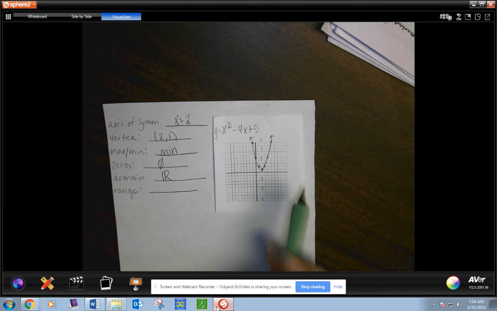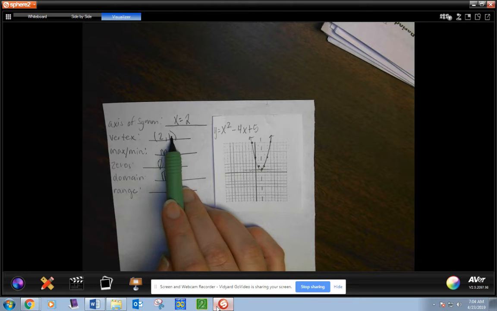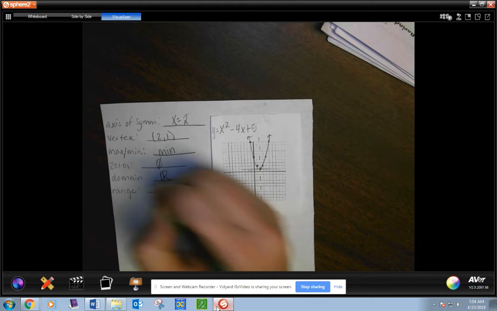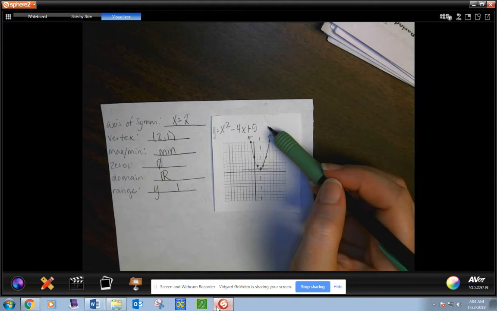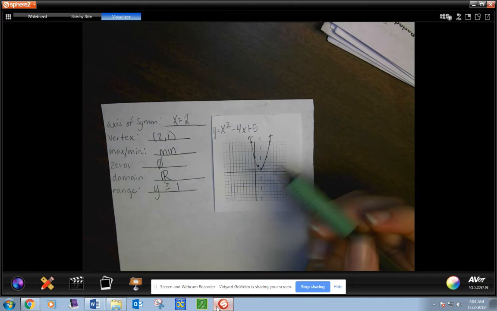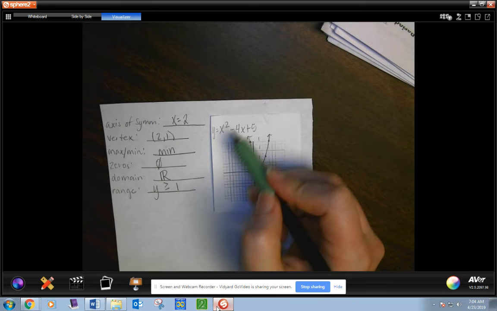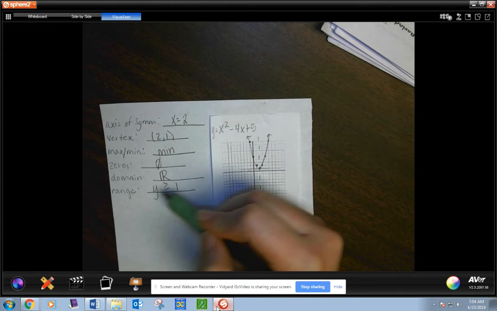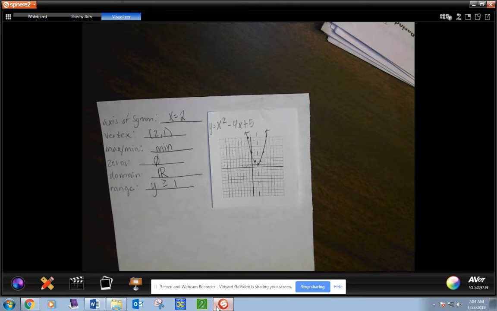Now my range, it does only go down to about right here, and right there falls at 1. Remember, you always pull your y from your vertex. So we're going to put y, leave a little gap, 1. And since the graph is going above the 1, we put in a greater than or equal to. Now remember, you can also look at the equation to figure out if you're going to have a greater than or equal to. If the leading coefficient is positive, it's always greater than or equal to. If the leading coefficient is negative, it's always a less than or equal to.